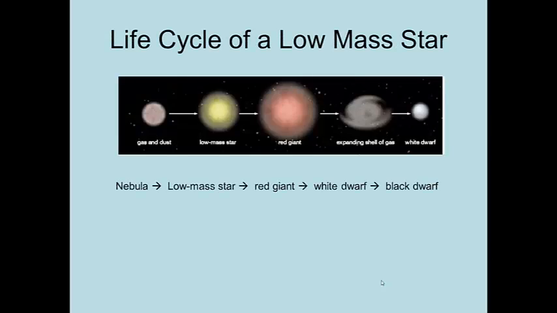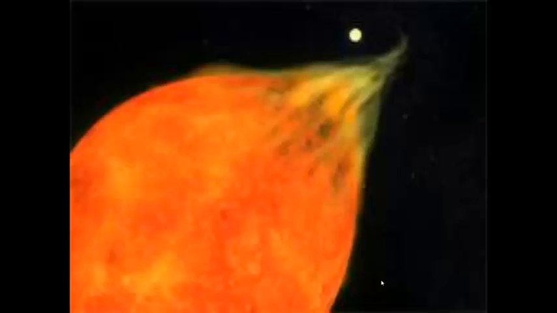The life cycle of a low-mass star. Nebulas form low-mass stars, then as the fusion materials start to run out, they become red giants, white dwarfs, and eventually a black dwarf, although we cannot see a black dwarf in our universe at this time.